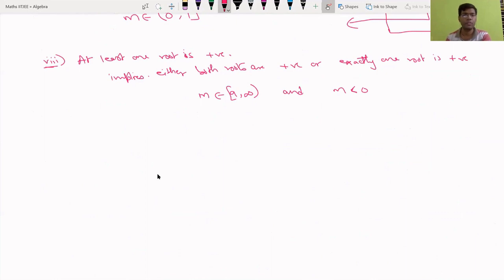Fine. So m has to be greater than 9 and it has to be less than 0. So amazingly, it will be OR here. So this is the condition when both the roots are positive, and this is the condition when exactly one root is positive. So my m will belong to minus infinity to 0, this is open, union 9 to infinity. Okay.